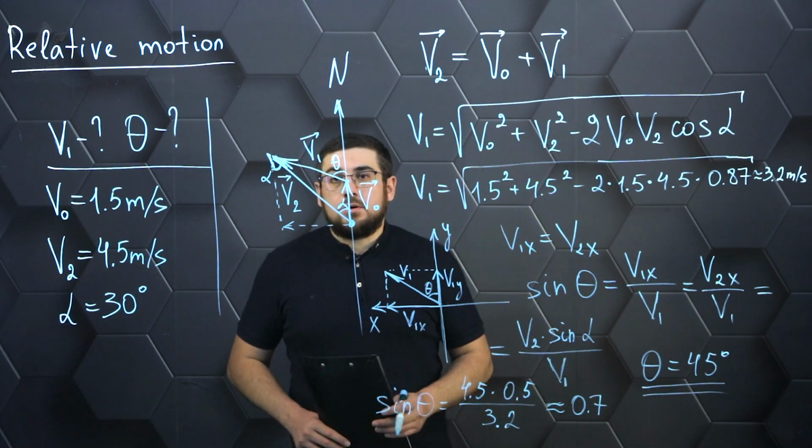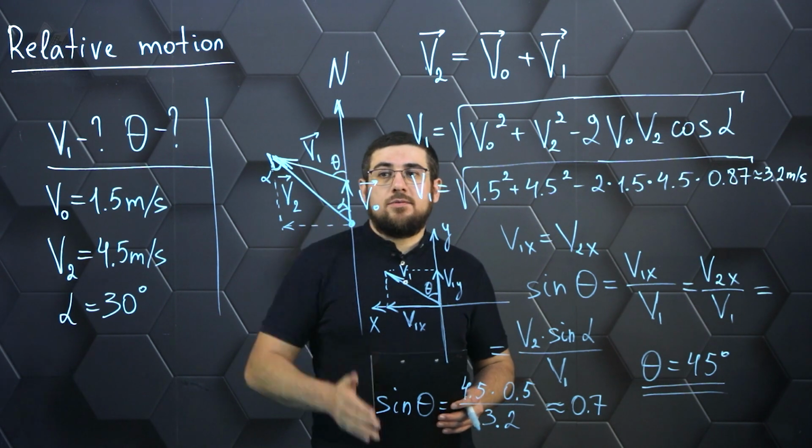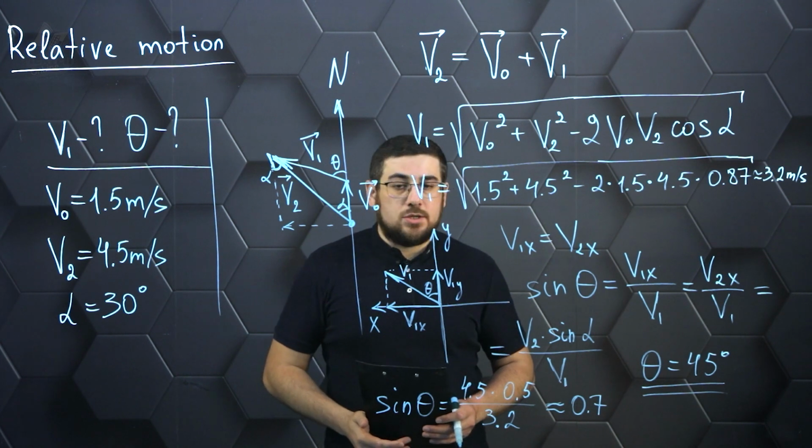That is, in this case, the ferry moves at an angle of 45 degrees to the north and at the same time at an angle of 45 degrees to the west. So it's a northwest direction.